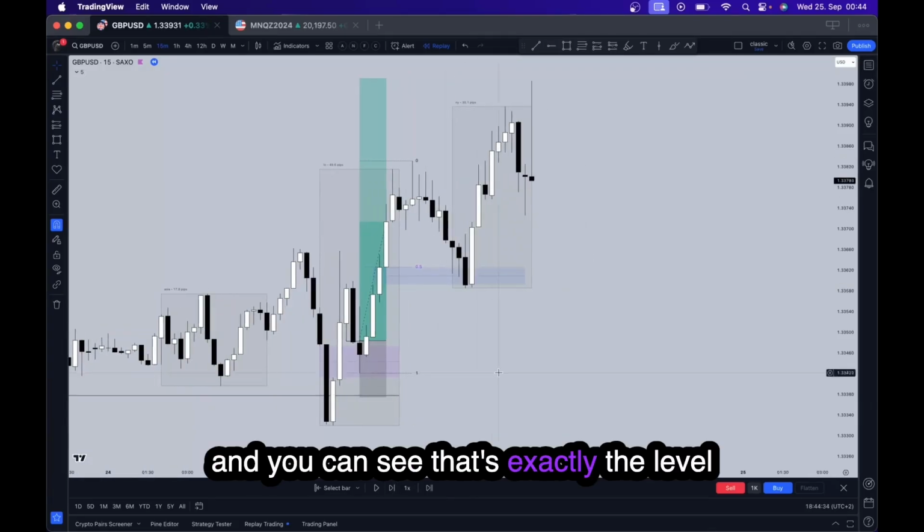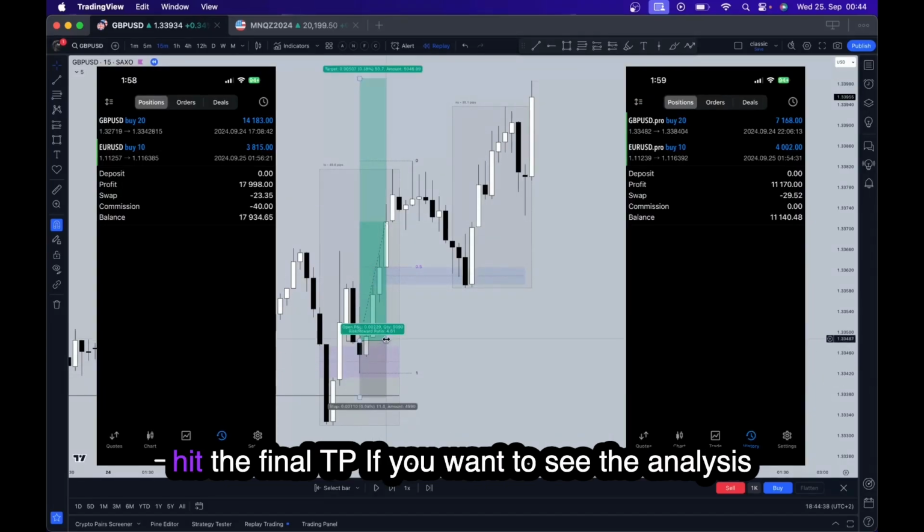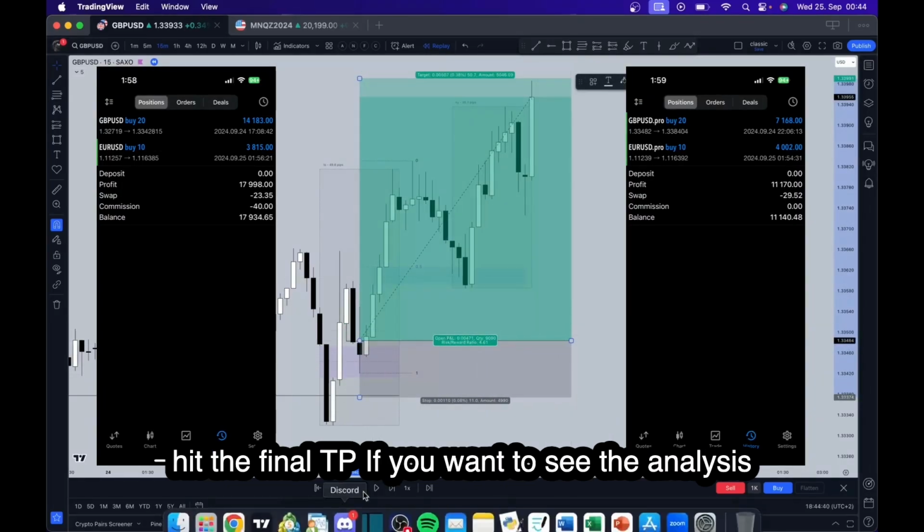And you can see that's exactly the level where we expand higher, and then we also hit the final TP.